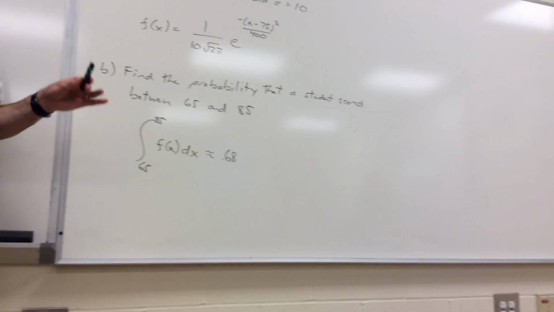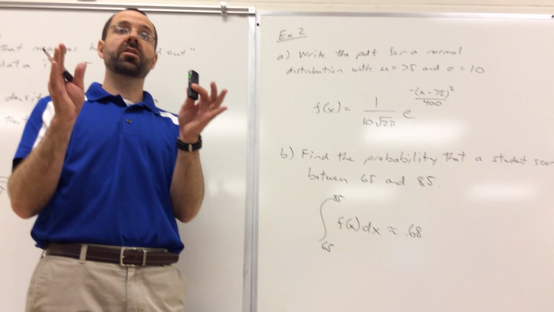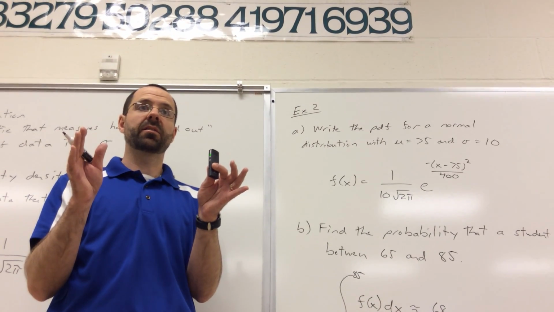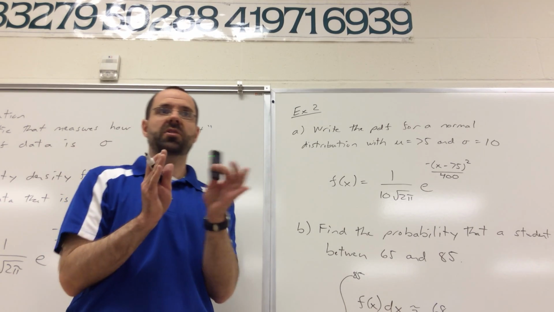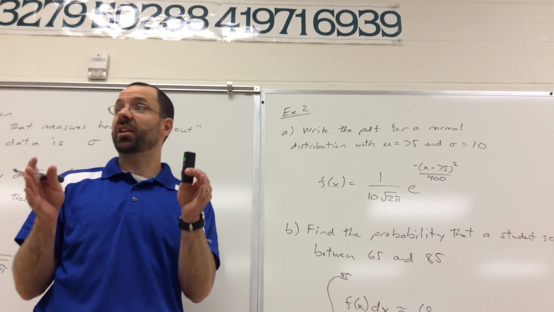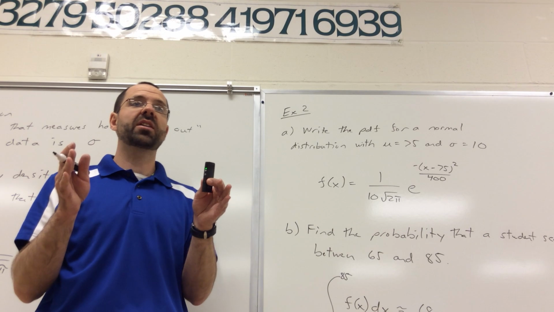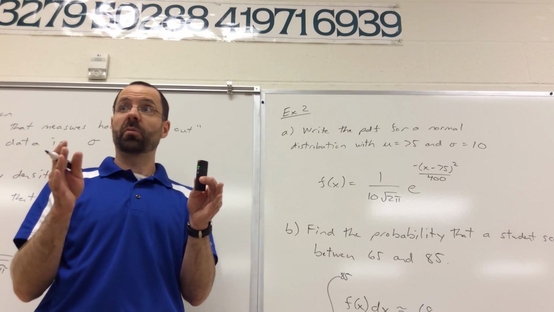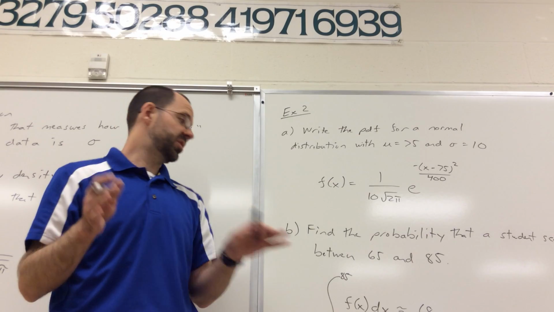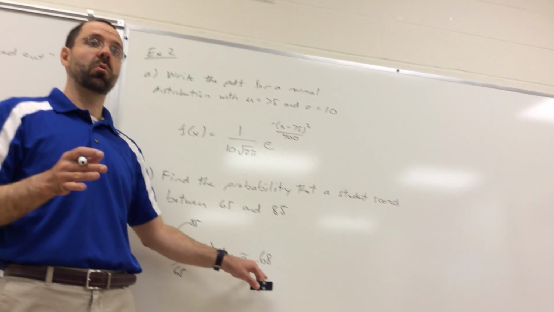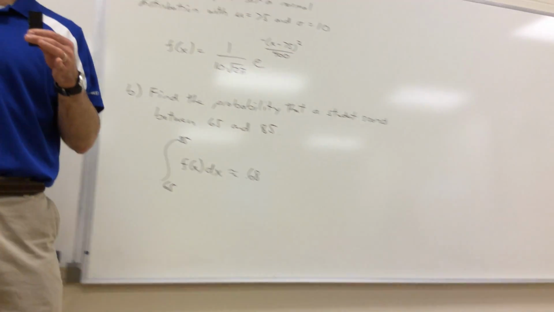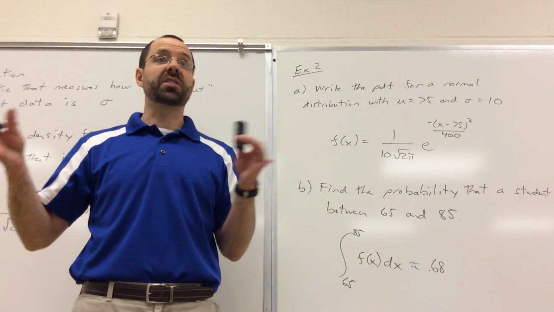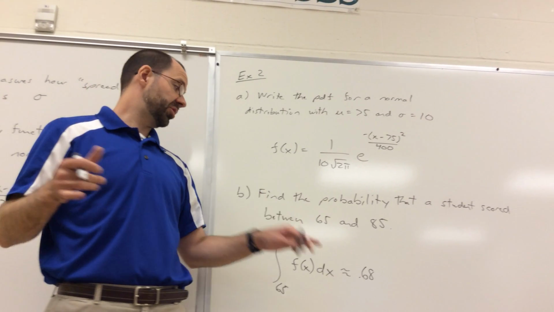And it's a fact that if you're one standard deviation away from the mean, so 75 is the mean, right? 65 to 85 is one standard deviation. If you're within one standard deviation of the mean on a normal distribution, that's always a 68% chance that someone scored there. So then if the standard deviation was 20 and you integrated it from 55 to 95, you would also get 68%.